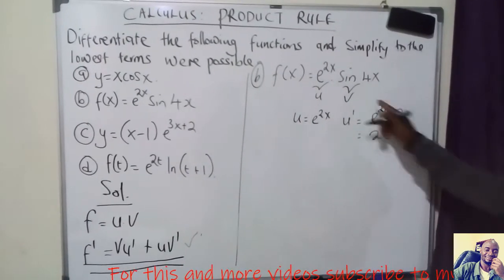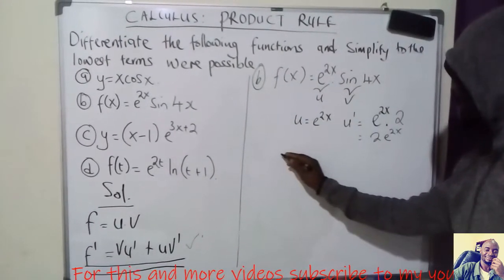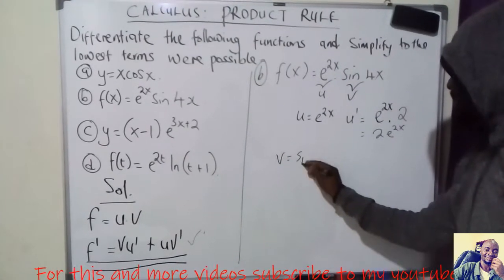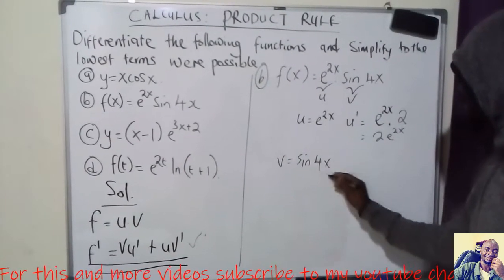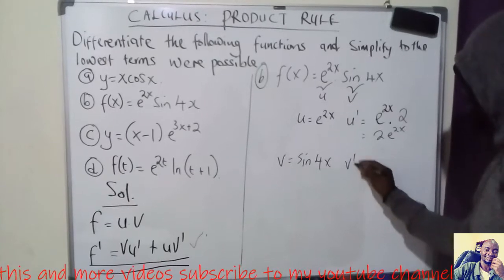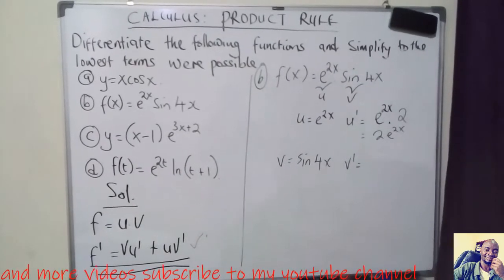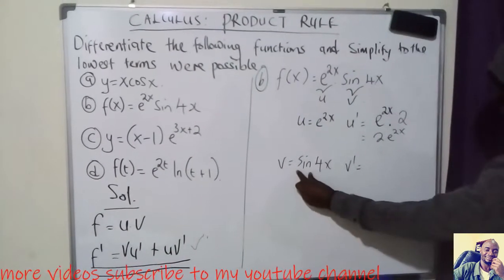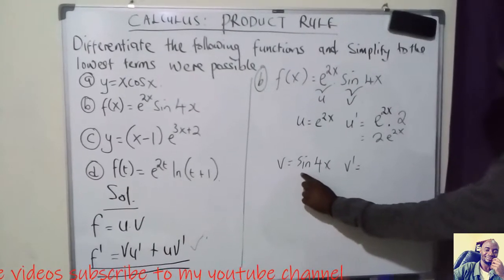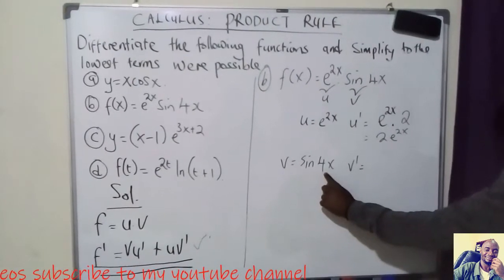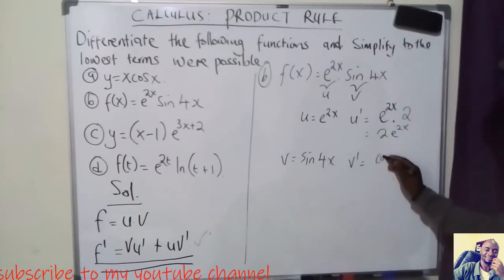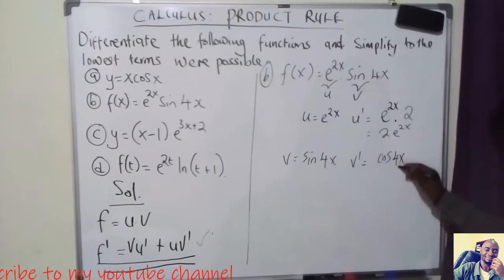Okay, we come to v. V is equal to sine 4x. Then v prime is going to give us, again, we are going to use chain rule. Derivative of sine 4x, we get cos 4x.